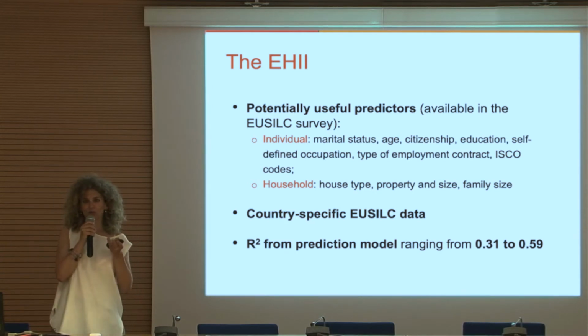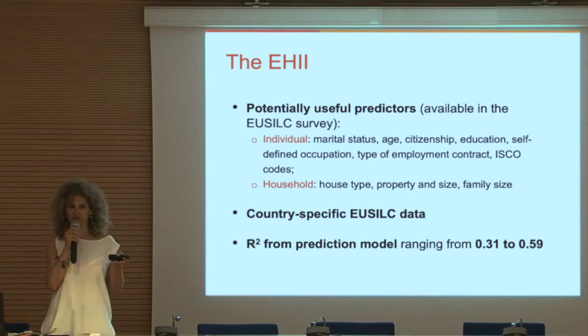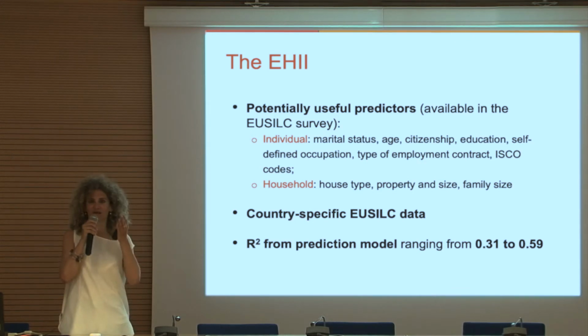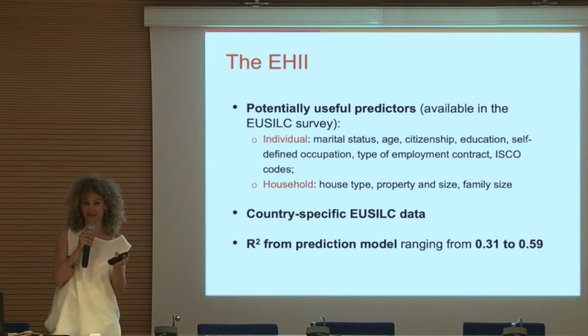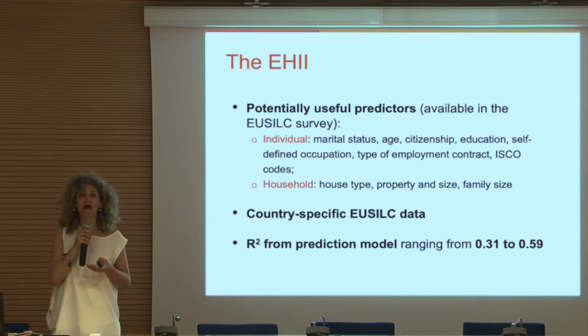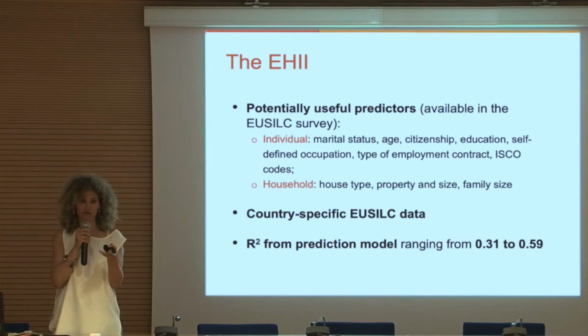And how it works, if we want to derive this indicator in a study, first of all, we identify which of these predictors are available in the studies, and then we use the country-specific EU-SILC data. So if I have to derive this indicator for a study that is conducted in Denmark, I will use the Danish survey data. I run the prediction model using the total disposable household income as the outcome and the predictors available in the study as the exposure factors. And then the coefficients derived from this prediction model are applied to the study data, and the equivalized household income indicator is derived for all the study participants.